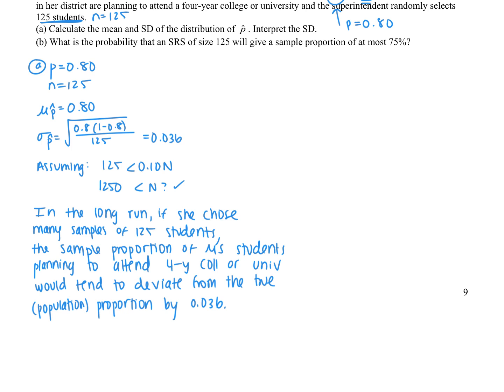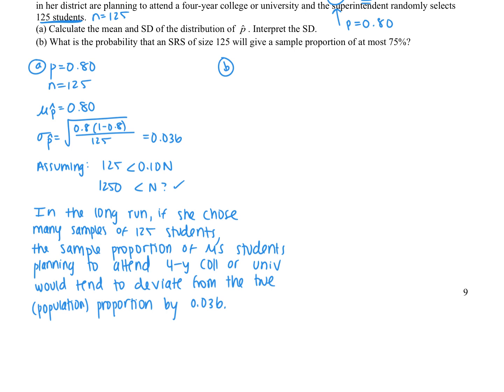Last thing we have to do is part B. Any questions before we do part B? Okay, part B. What is the probability that in a simple random sample of size 125 will give a sample proportion of at most 75%?